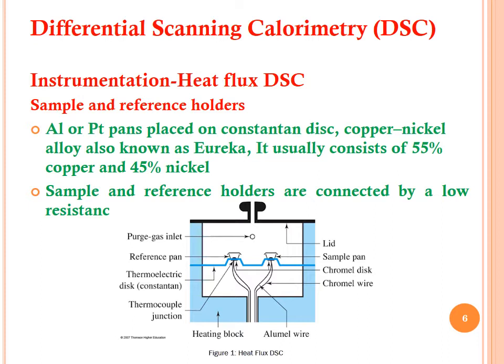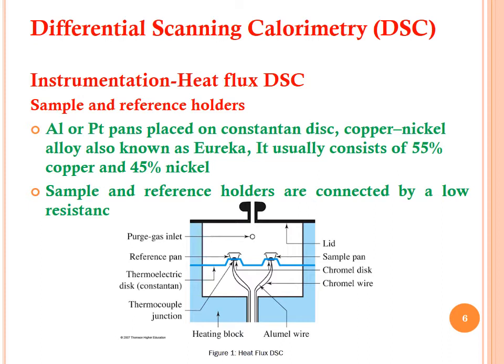Aluminium pans are placed on a Constantan disc. What is a Constantan disc? It is made of a copper-nickel alloy, also known as Eureka. It usually consists of 55% copper and 45% nickel. Sample and reference holders are connected to a low resistance. Here is a block diagram.